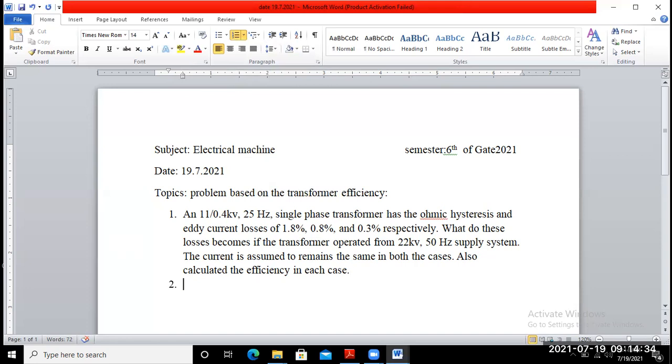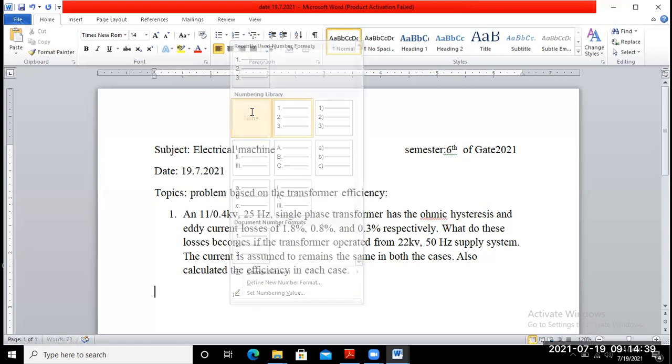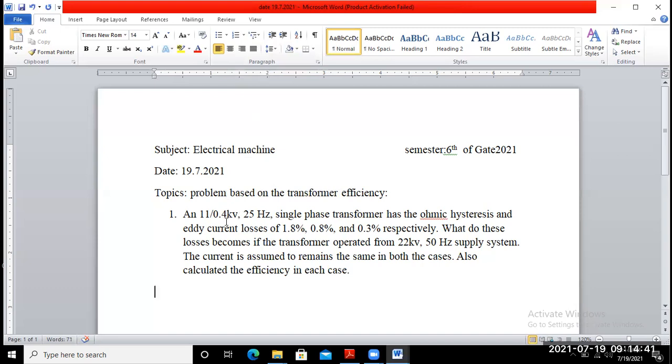Here, consider two cases. One is your operating voltage at 11 kilovolt on the primary and 0.4 kilovolt on the secondary at 25 hertz, and in the second case your transformer is operating at 22 kilovolt and 50 hertz. So we use subscript 1 and 2 for the two operating systems: 1 for 25 hertz and 2 for 22 kilovolt and 50 hertz. Just try to solve this problem.